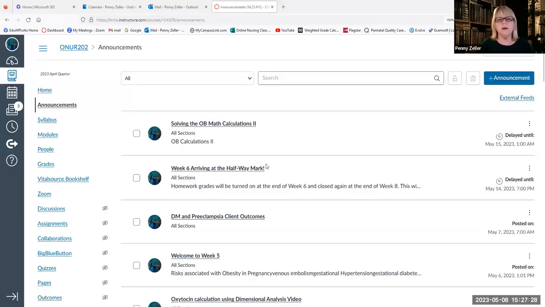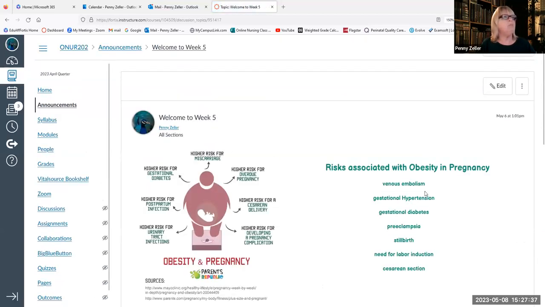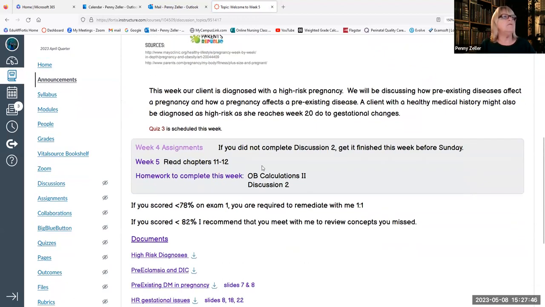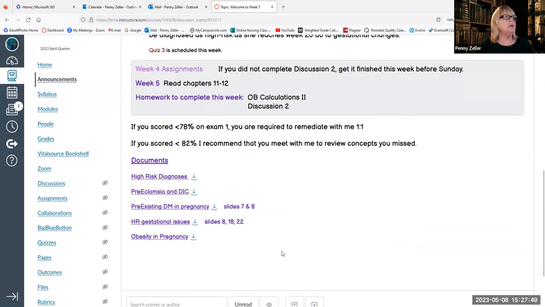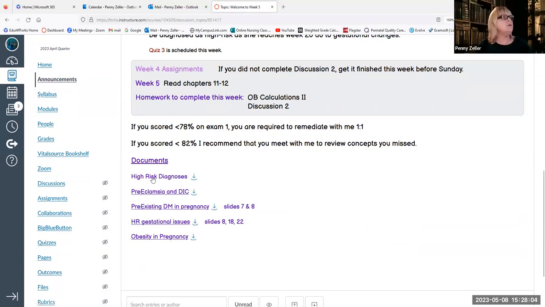In your announcements, I've got my announcements showing up. If you look down here, it says, welcome to week 5. Okay, I have obesity and pregnancy, risk associated with obesity pictures. And then I have some other information here, and then the documents down below. Was someone able in this class to download these documents and print them? Jen, did you get them all printed? Okay. Yes. Okay, so it says high risk diagnoses. That's the one I'm showing you in a minute, okay? So you need to download all these documents.